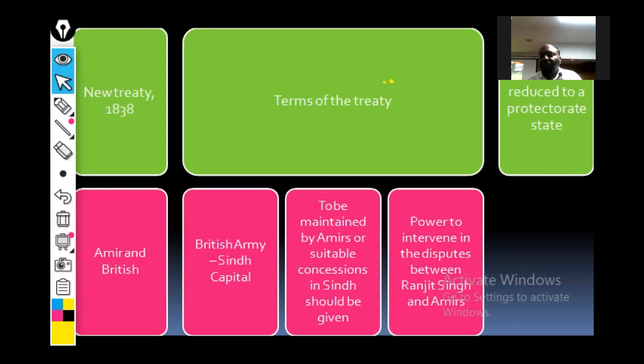So the British army will be stationed in Sindh, and the Amir has to maintain the army, and not only that, he should give land concessions. Suitable concessions in Sindh will be given to whom? To the British. And in the treaty, the power to intervene in disputes between Ranjit Singh and the Amir: who will come and arbitrate? The British. Can you see? Eternal friendship. Then exclude France. Next, exclude America.